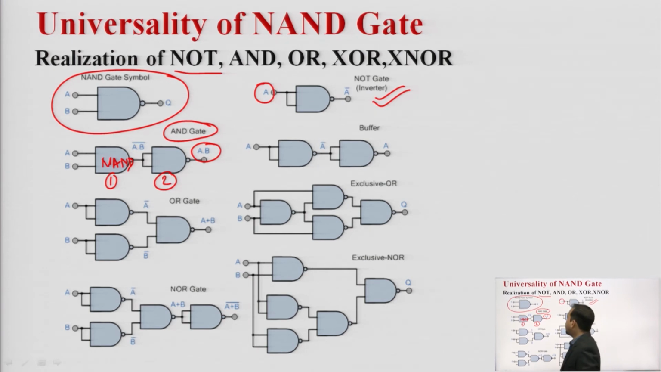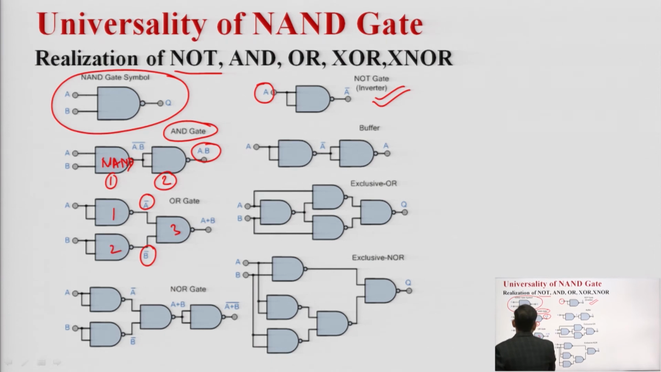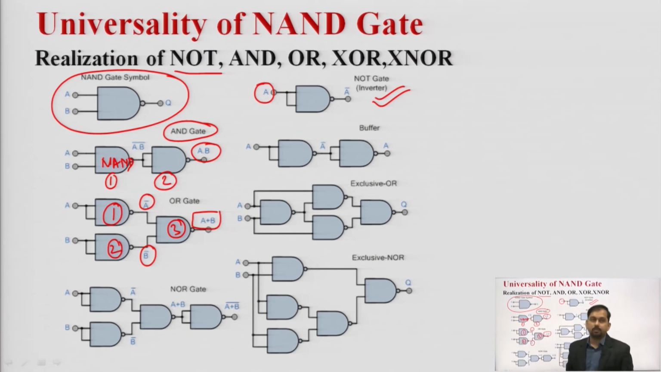After that, for the OR gate, if you provide 2 inverted inputs, A bar and B bar, and we use the NAND gate again, so this is 1, this is 2, this is 3. So we can see that we will obtain A plus B. A plus B, the logic representation, corresponds to the OR gate. So for the OR gate we required 3 NAND gates.